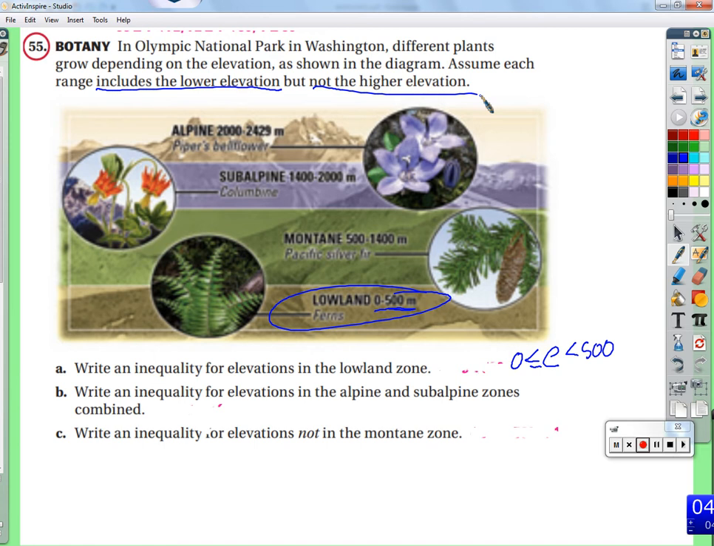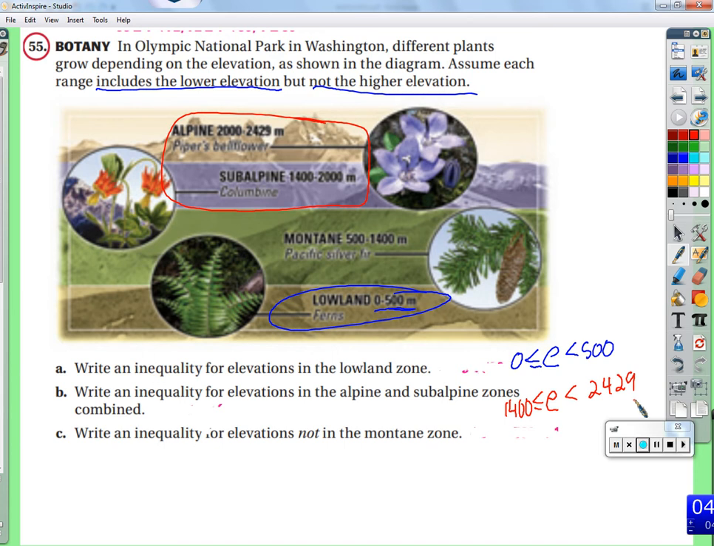Write an inequality for elevations in the alpine and subalpine zones. So this would be alpine, this would be subalpine, so we like these two connected regions. So it can be between the lowest of the low one and the highest of the high one. Those elevations are from, where do they start? 1400. So it's got to be bigger than 1400, or bigger than or equal to, but less than 2429.